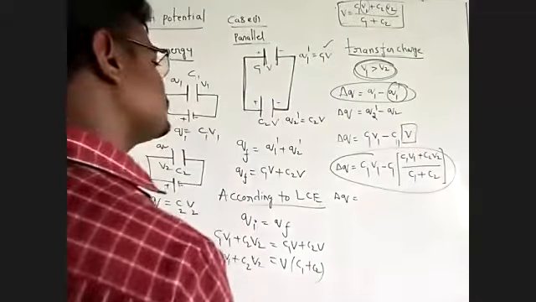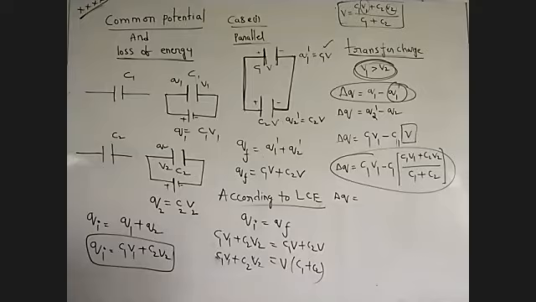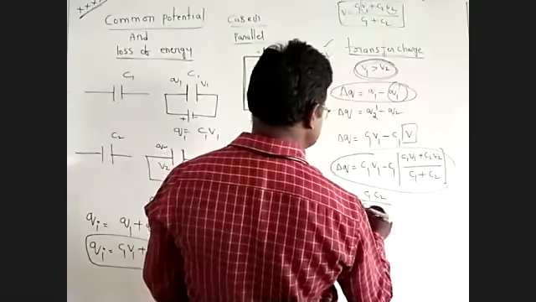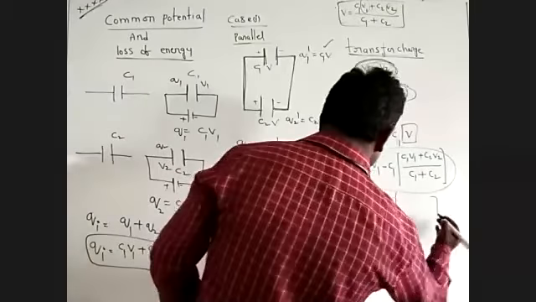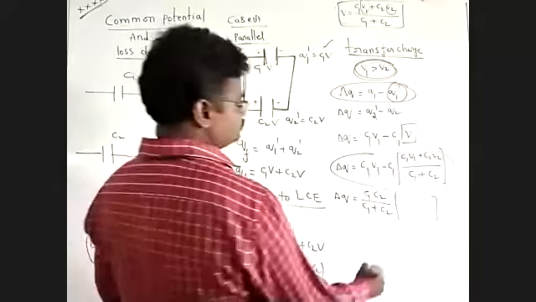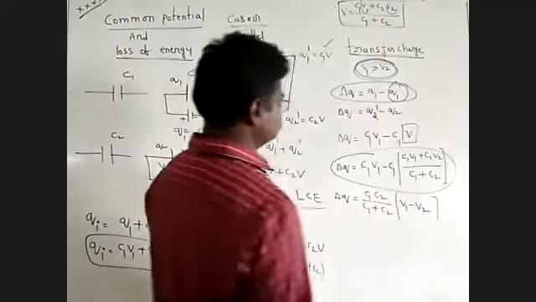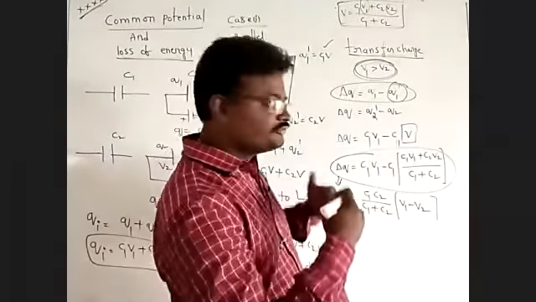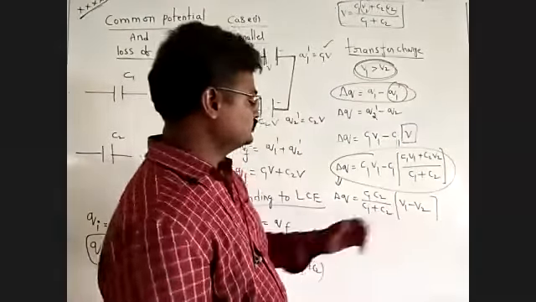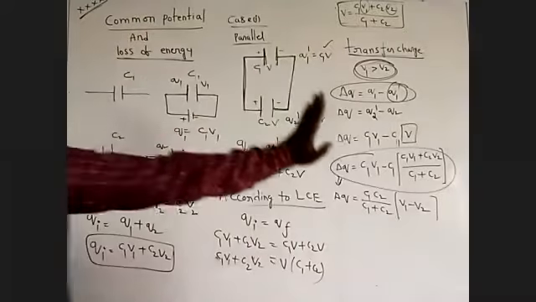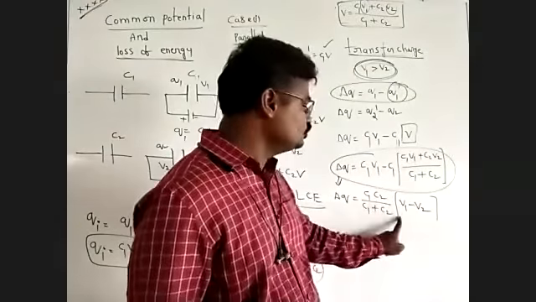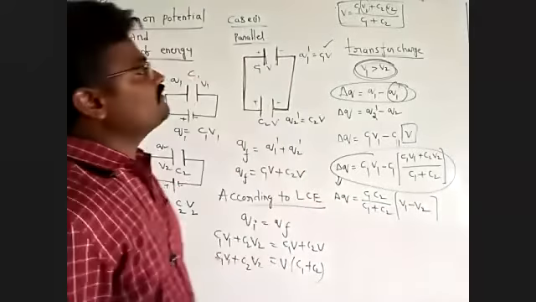After simplifying, you get C1 C2 by C1 plus C2 into V1 minus V2. So the transfer of charge is delta Q is equal to C1 into C2 by C1 plus C2 into V1 minus V2. This is the transfer of charge.